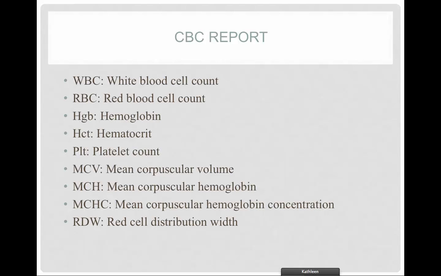We look at hemoglobin, which measures the amount of oxygen-carrying protein in the blood. Remember that. Hemoglobin measures the amount of oxygen-carrying protein in the blood. We also take a look at hematocrit, which measures the percentage of the red blood cells in a given volume of whole blood. We take a look at the platelet count, the number of platelets in a given volume of blood. Both increases and decreases can point to abnormal conditions of excessive bleeding or clotting.